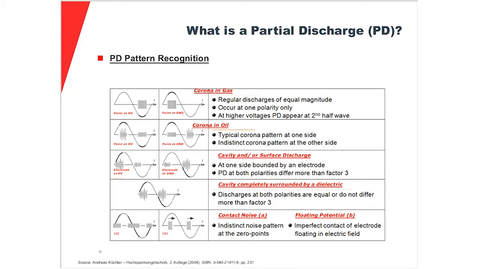And last but not least, here you have on sector A contact noise, where you see an indistinct noise pattern at the 0 points, so here at the beginning, middle of the half cycle, and at the end. And if you would have a floating potential, you would have no time consistent pattern. That means those patterns would be traveling along the sinusoidal waveform, and that would be a clear indication of a bad contacting of an electrode.